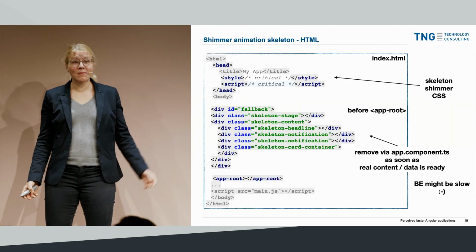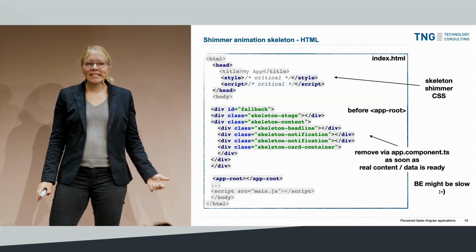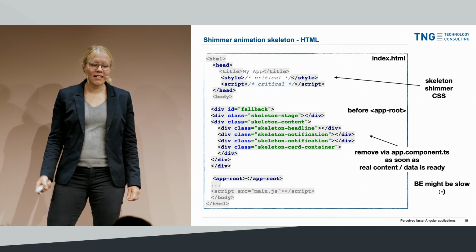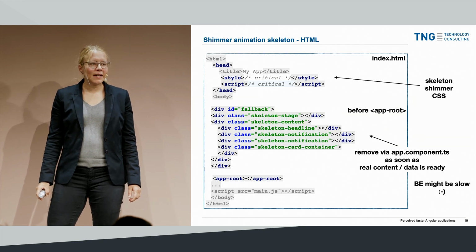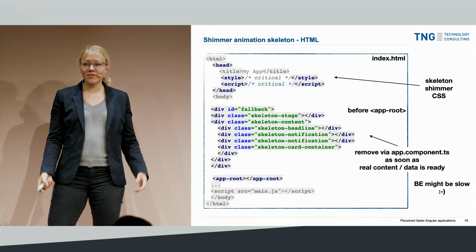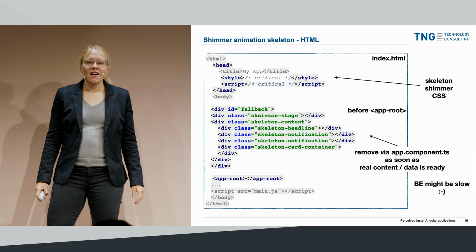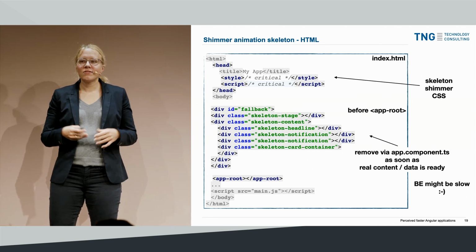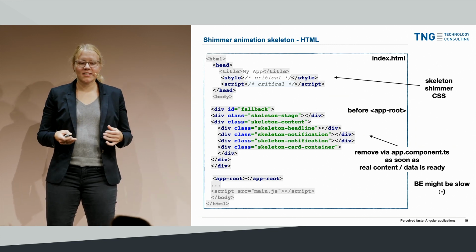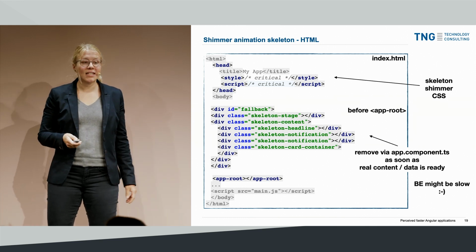And to give you some idea how it might look like, this is what we can do in a most simplistic manner with our index HTML file. So before the app root node, before the Angular, and before all the JavaScript bundle, we can place some static content. At the top, we can load the critical CSS for that shimmer animation, and then we have just some static HTML for the skeleton, for the shimmer, that we can remove later on in our application once we fetch the data, once the content is ready. And this is especially helpful for such slow backend data cases.